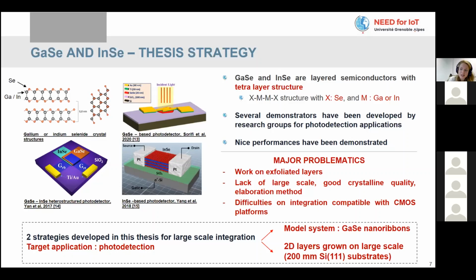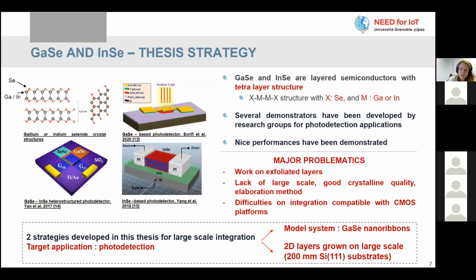In the literature, you can find several demonstrators based on gallium selenide, indium selenide, or their heterostructures that have shown really interesting performances for photodetection applications. But the major problem is that most groups are working with exfoliated layers. And this is a major problem for 2D materials in general: we have a lack of large-scale, good crystalline quality elaboration methods. We also meet difficulties in integrating these materials with CMOS compatible steps.